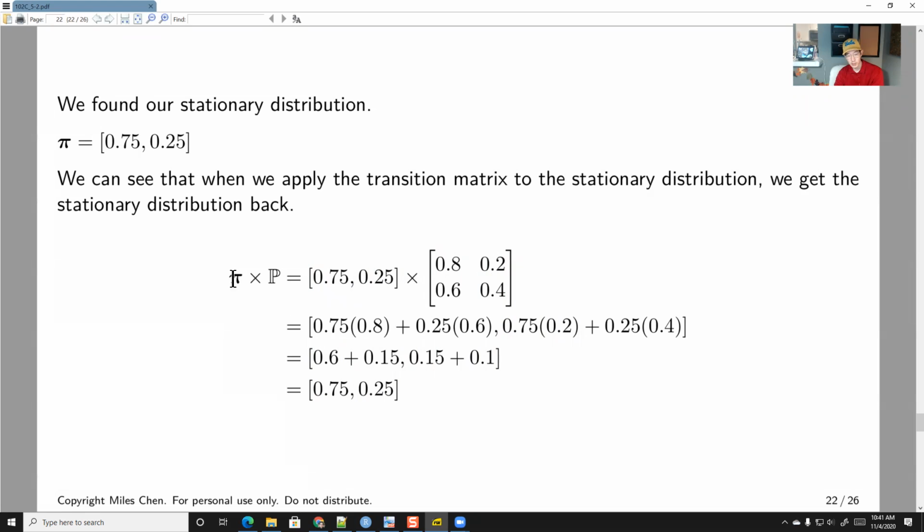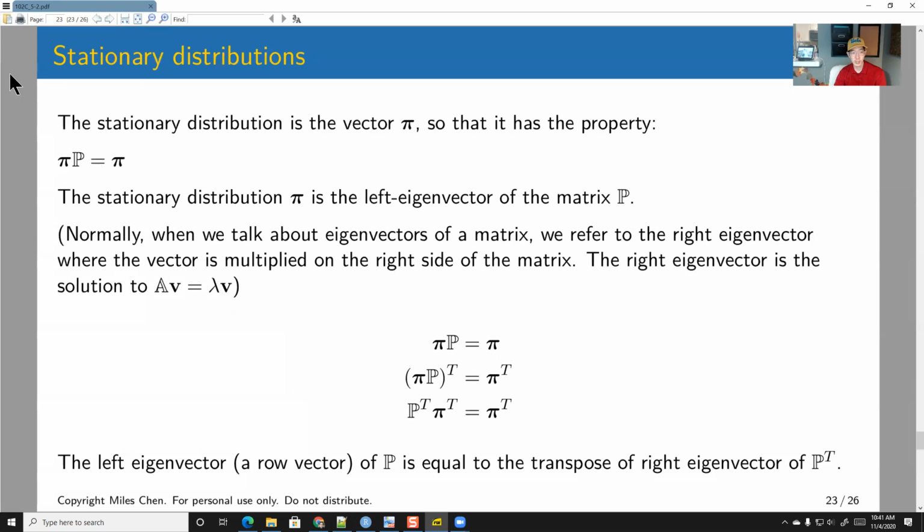And so what we find is that if you've reached the stationary distribution pi, where your values are distributed 0.75, 0.25, then after applying the transition matrix, you will end up back at 0.75, 0.25. So pi times P is equal to just pi. We have this property here: pi times P equal to pi. And that's going to be the stationary distribution.